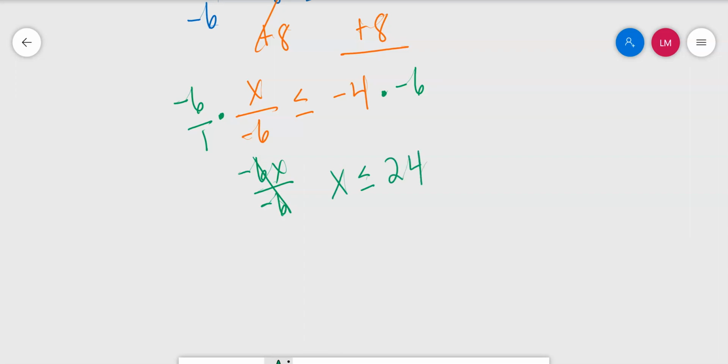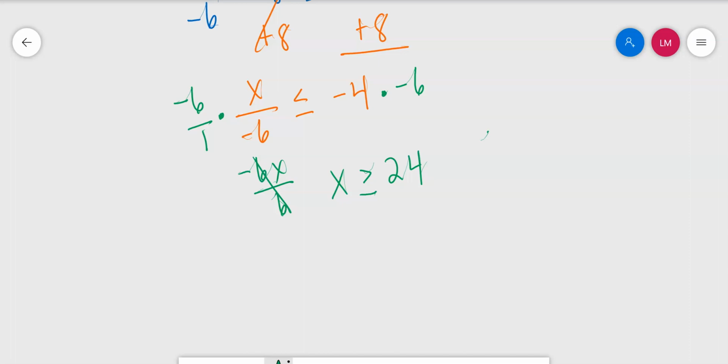Now, what did I do wrong? Just moving too quick. What I did wrong is I did not what, guys? Flip the inequality. So we're going to go back because I divided by a negative 6. This should not be a less than, but a greater than or equal to. And again, if I would check my solutions, I would see, oh no, I did something wrong. So I don't want to be less than 24. I want to be what?